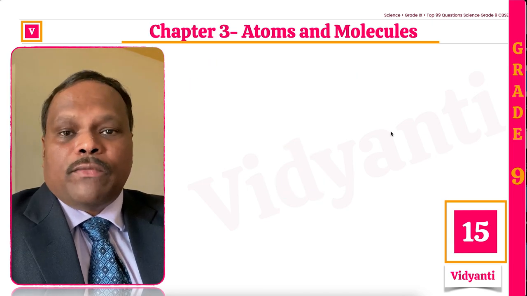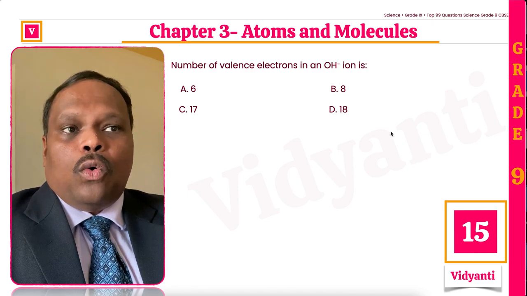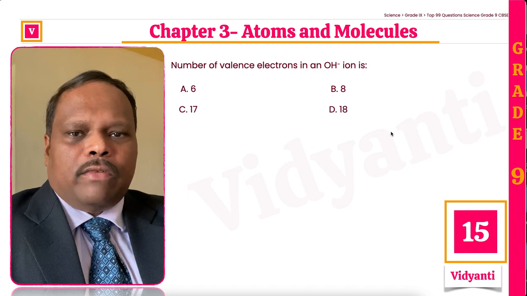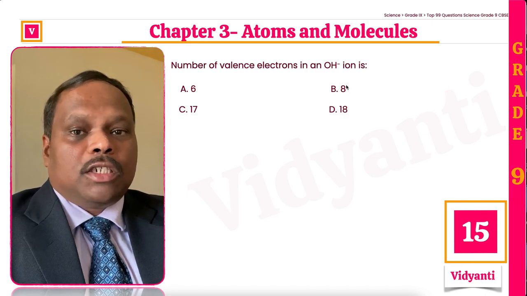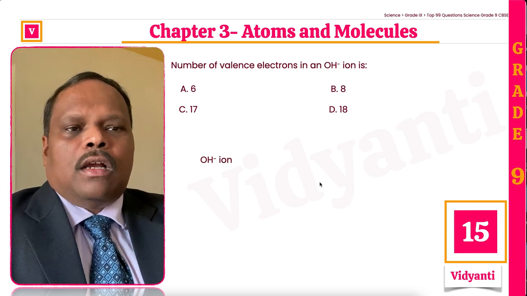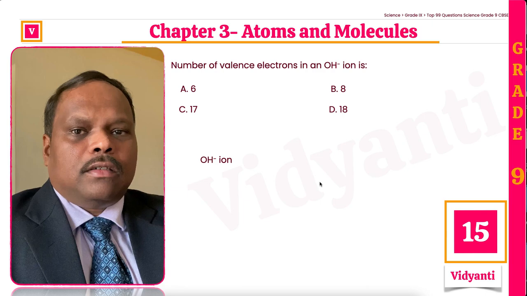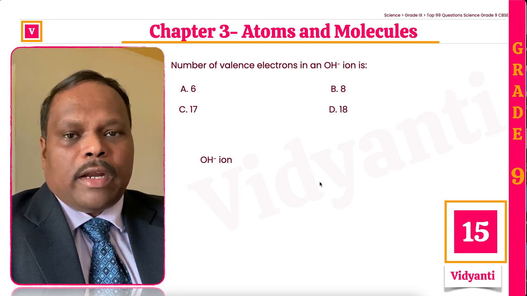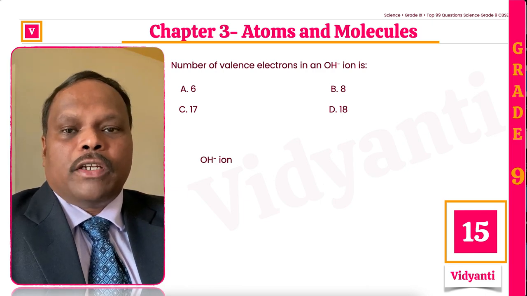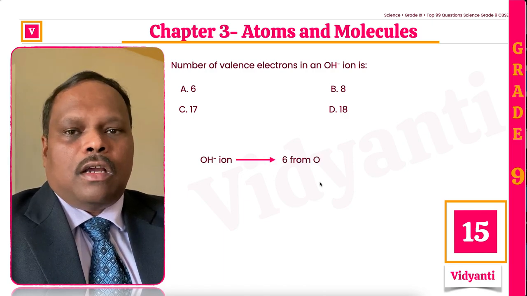Let's go to question 15. Number of valence electrons in OH minus ion. Remember, it's not just OH, it's OH minus, so that's going to affect your answer. If you know the periodic table, oxygen has the atomic number 8, so its electron configuration will be 2, 6. It will have 6 electrons in the outermost shell, which is coming from oxygen.